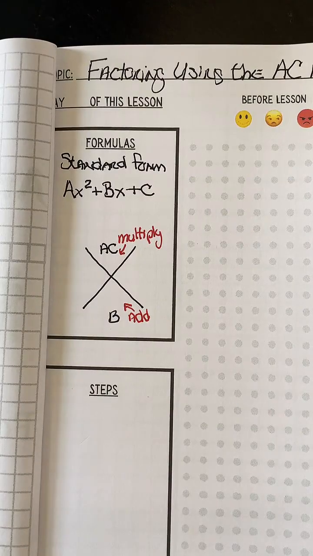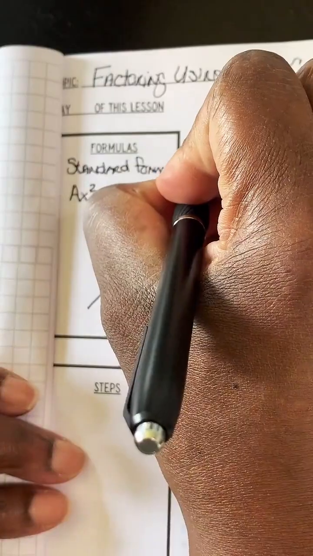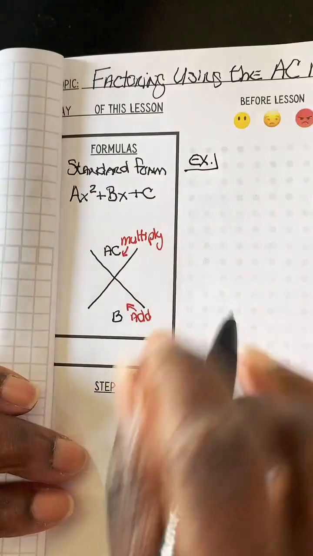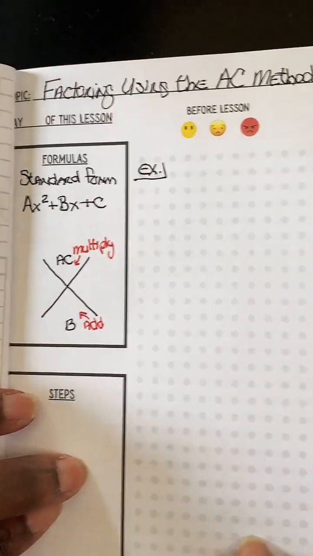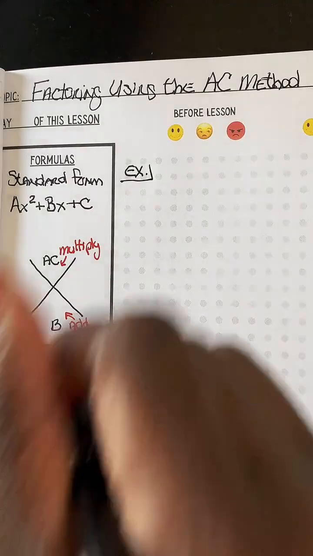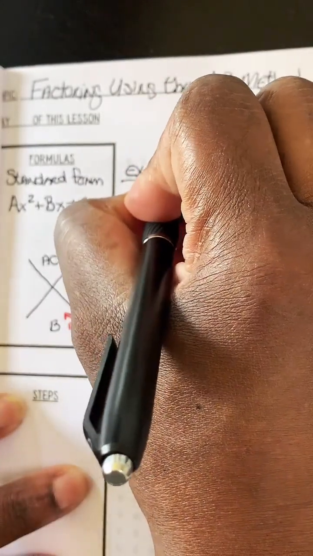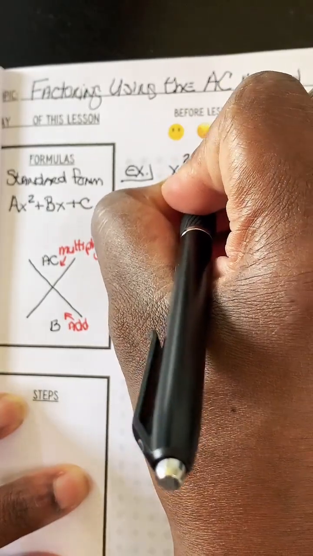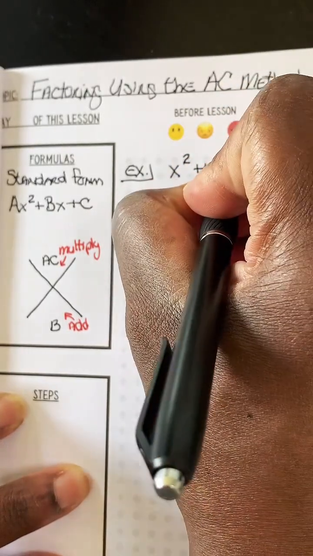So let's take our first example, and let me show you step by step. This first one, I just want you to observe. Don't worry about writing anything down just yet. Just observe. So we have our x squared plus 10x plus 9.